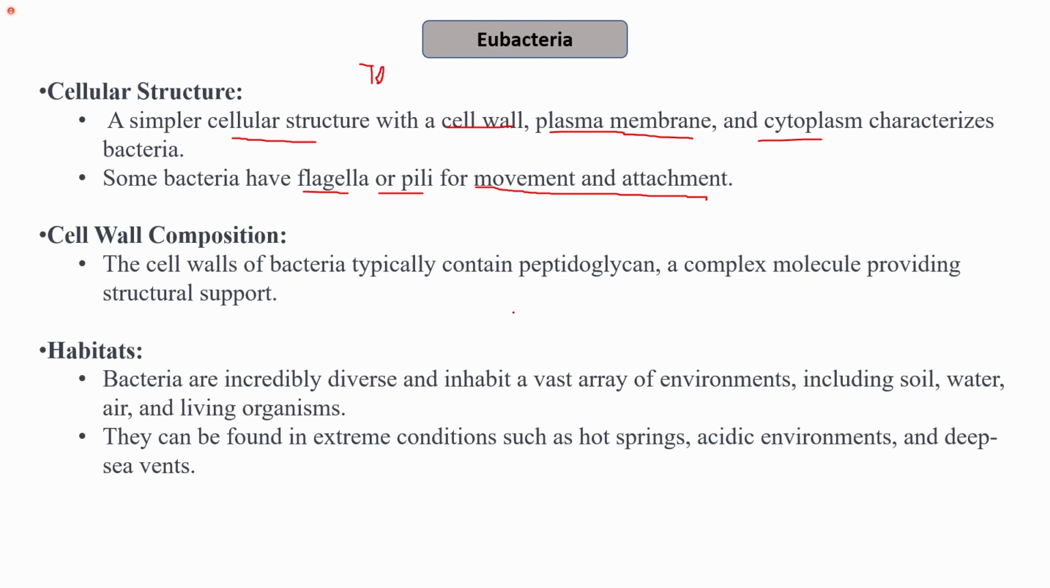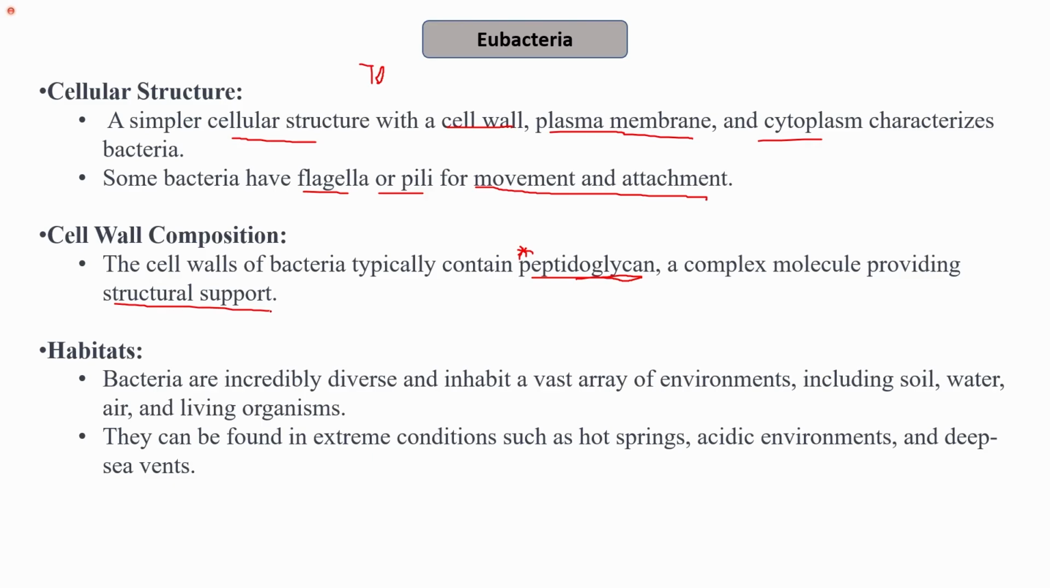The cell wall composition. The cell wall mainly contains the peptidoglycan, which is a complex molecule providing the structural support. Based on the layer of the peptidoglycan, whether it is thick or thin, the eubacteria were further classified into 2 types, that is the gram-positive bacteria and gram-negative bacteria, about which we will learn in detail. So the cell wall of bacteria mainly contains the peptidoglycan. This is important, right? And this provides the structural support to the bacteria.